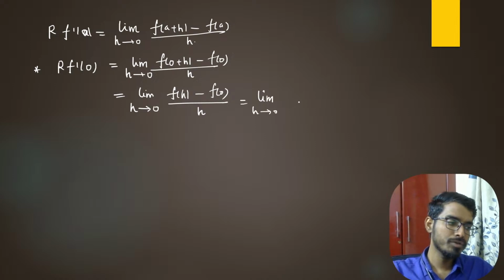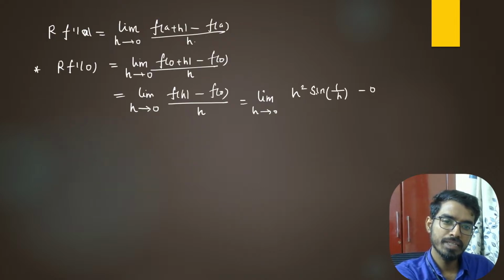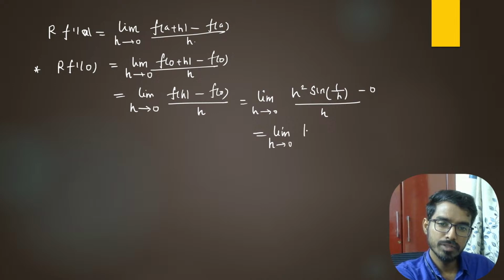So limit h tending to 0, what is your f of h? f of h is h squared sine 1 by h. f of 0 is 0, they have given, divided by h. So again this is limit h tending to 0, h into sine 1 by h. Again it is 0, right? So you have to write it like 0 into a quantity that oscillates between minus 1 and 1.